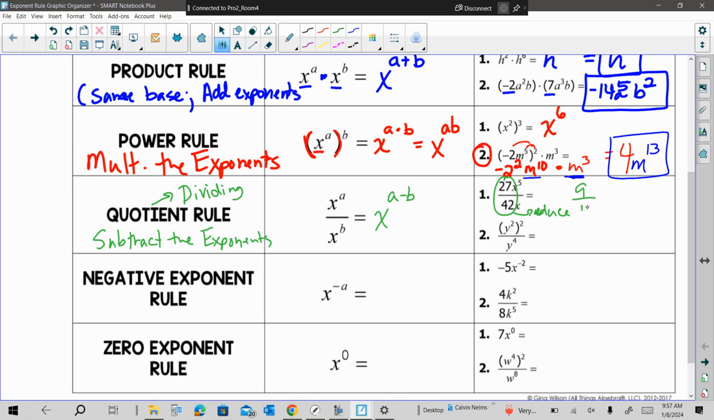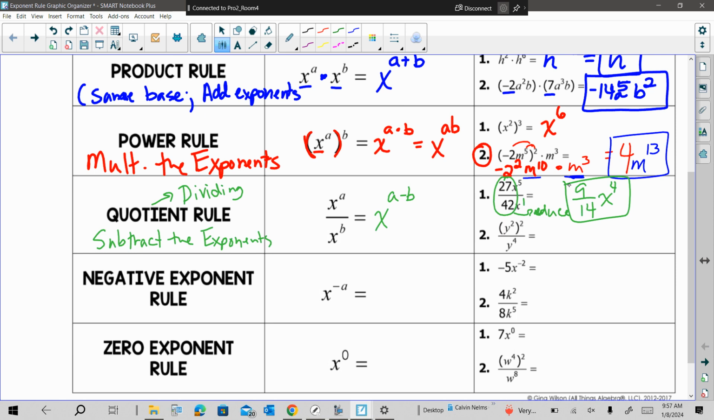9 over 14. Now you go to the variables x, right? And this is saying 5 on top. And if there's no number, it's an invisible 1. So now we're saying 5 minus 1. So that would be x to the 4th. And that would be our simplified answer.